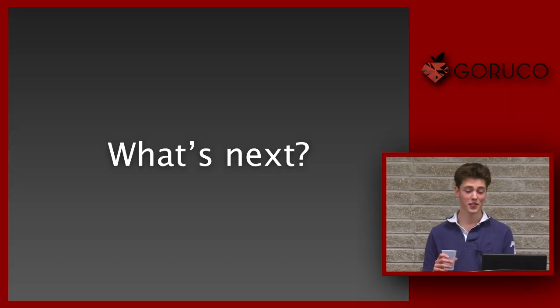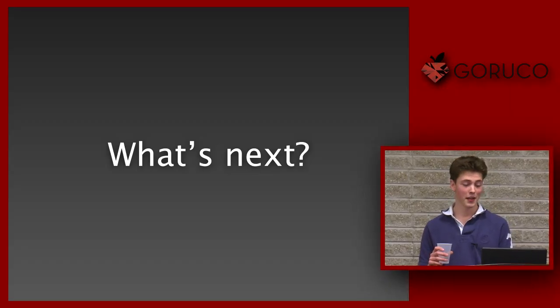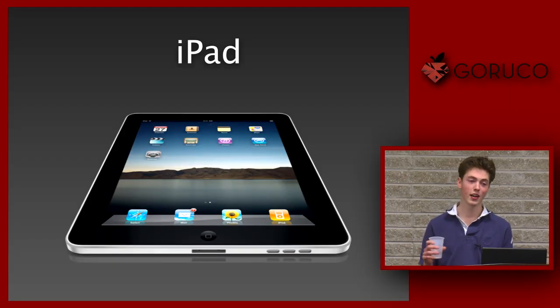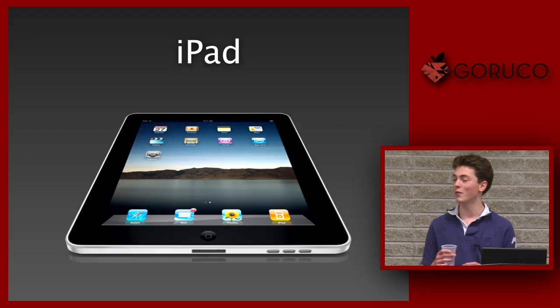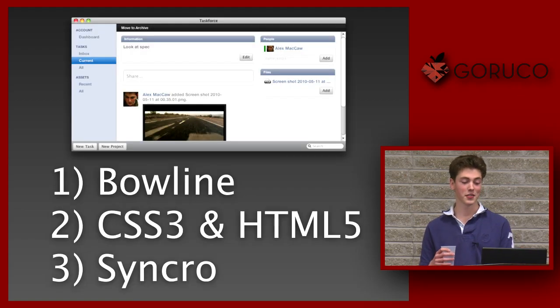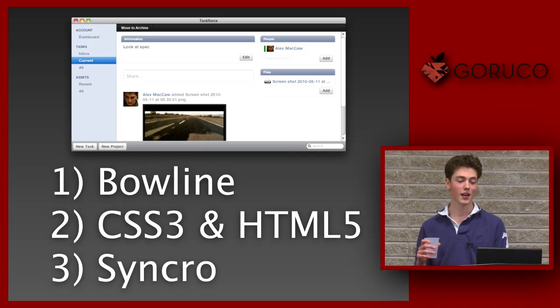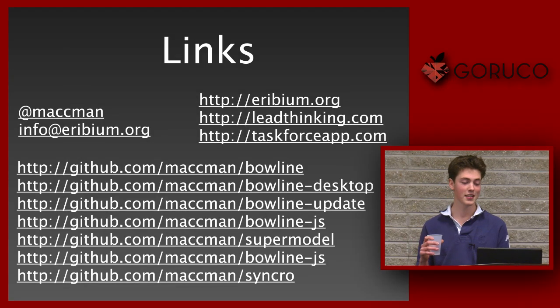So what's next for Synchro? Well, you might have guessed it, but I'm going to be building support for Synchro in JavaScript. So iPad apps, offline iPad apps, offline iPhone apps, and then it will resynchronize when you go online, and they'll communicate with your desktop apps using the same protocol. So that was three bits of my talk: Bowline, CSS3 and HTML5, and Synchro. There's a list of links at the end. Any questions?